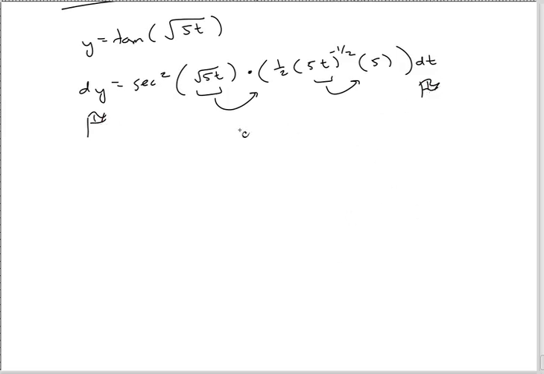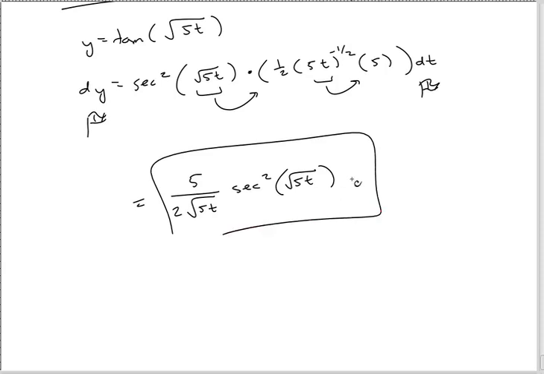You do not need to simplify, but if you want to, that's fine. So I got 5/2. Actually, that's going to be a square root in the bottom, so let me do this. 5 over 2 square root of 5t, and then times the secant squared of the square root of 5t, dt. Definitely got to include the dt. Include the dt. Otherwise, it's going to say, no, you're wrong. And that's really annoying to hear.